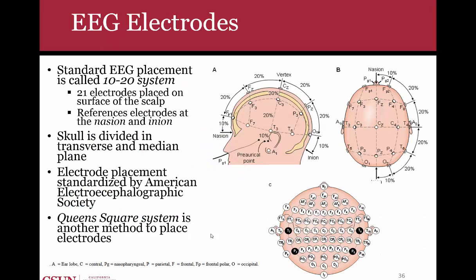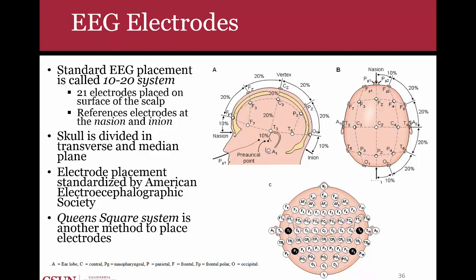Okay, so where do you place these things? You need quite a few electrodes to be able to measure EEGs. So the standard EEG placement is called the 10-20 system. So 21 electrodes are placed on the surface of the scalp. There are two of those 21 that are reference electrodes.